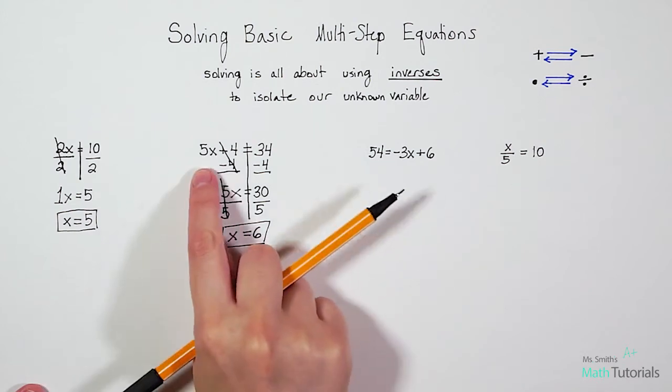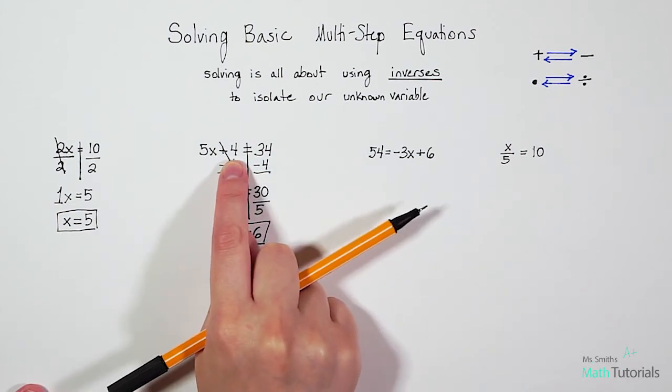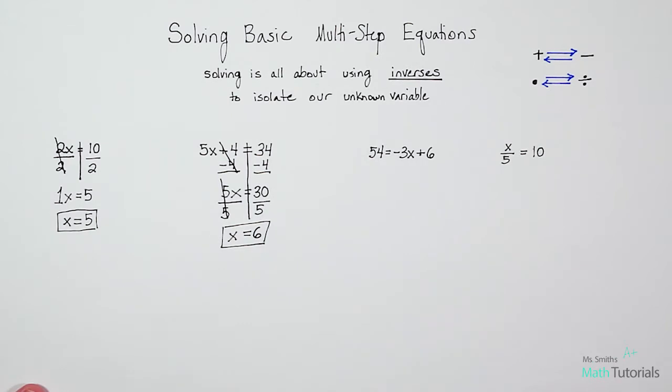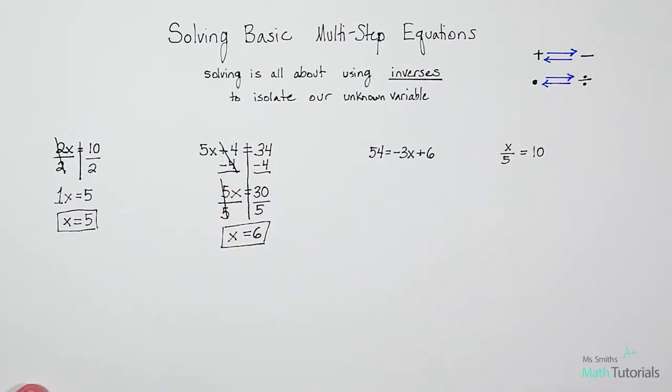And it does. 5 times 6 is 30. 30 plus 4 is 34. So it does check. So even if you write it out or you just mentally do it like I just did, it's always a good idea to check your answer.